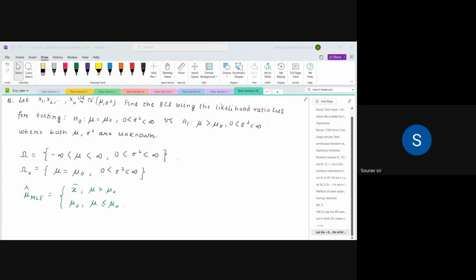Correct? Do all of you agree to this? I will be replacing the estimate of mu only for that part for which I don't know the value of mu, right? What is that part? The range where mu is greater than mu naught. That is where I don't know a possible value of mu. So only for that part I will be replacing it by x bar, and the remaining I will do as mu naught.